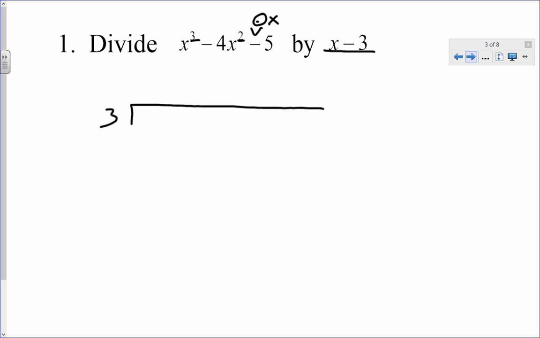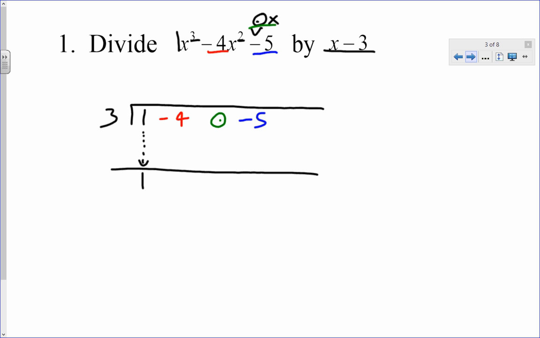So here we're going to put a 1 to represent the 1 in front of my x cubed. Then I'm going to put a -4 to represent that -4. And then I'm going to put a 0 to represent the fact that we have 0 x terms. And then I'm going to put a -5 to represent my constant term. Now, I'm going to draw a line here. First step is always to drop down this number, and that's going to be a 1.